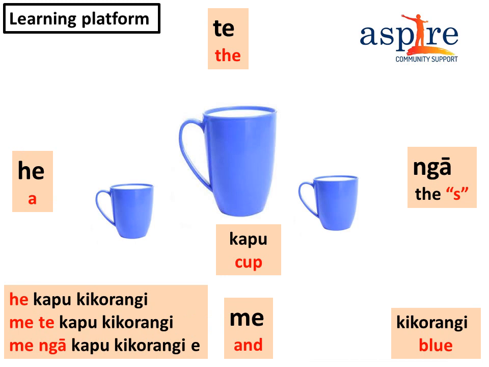Kia ora, whānau. This chart is the same as the last chart, with he, te, ngā, me. But this time we've got cups in the middle of the chart. So let's begin. He kapu, me te kapu, me ngā kapu.